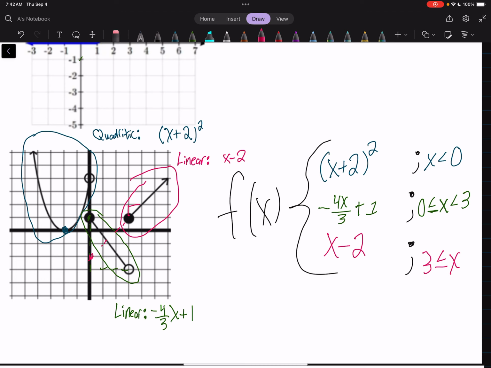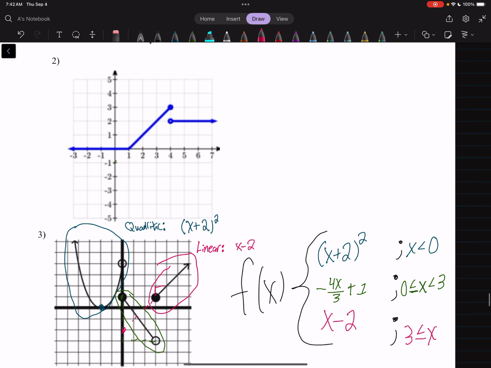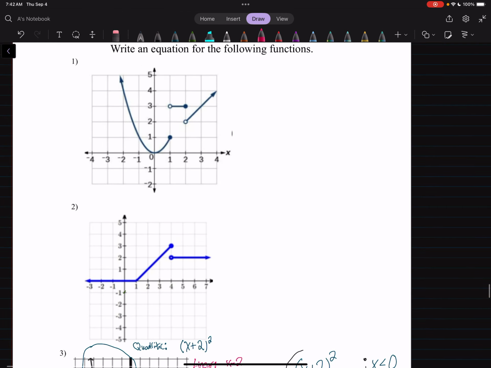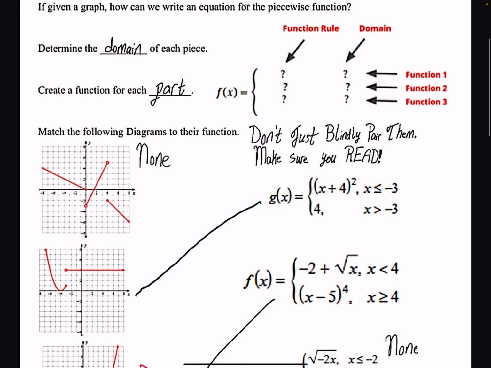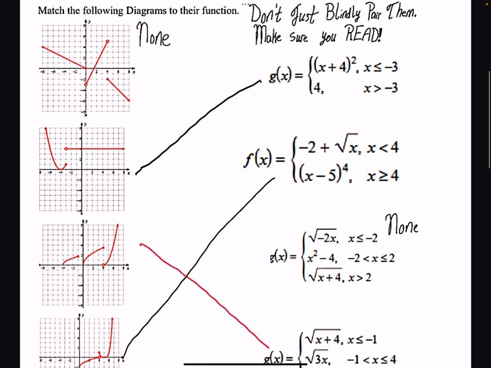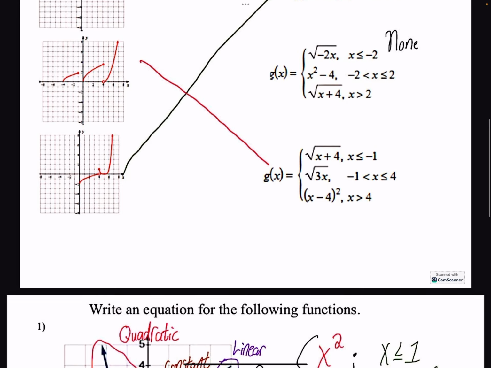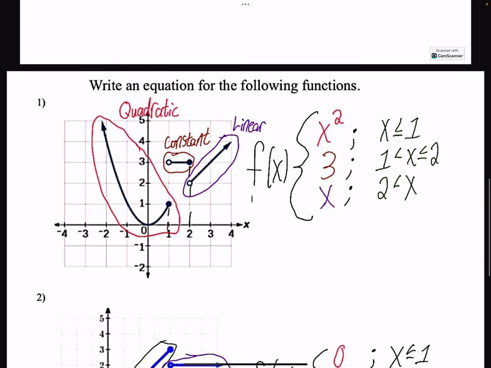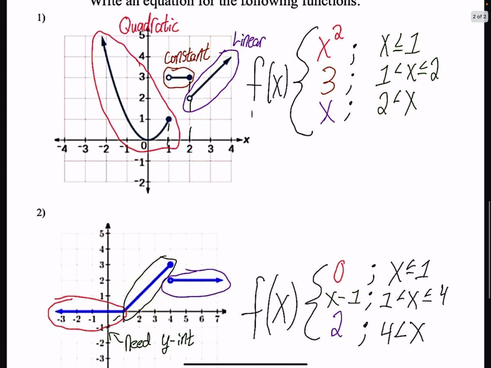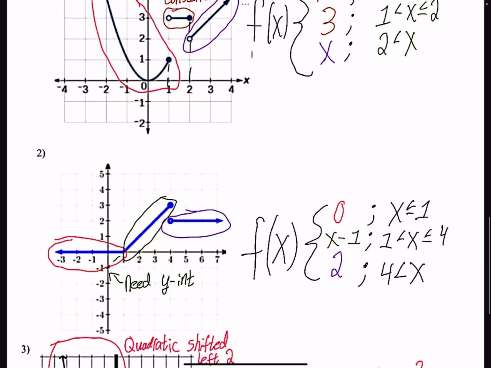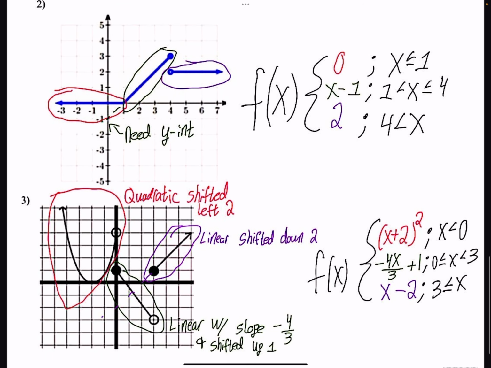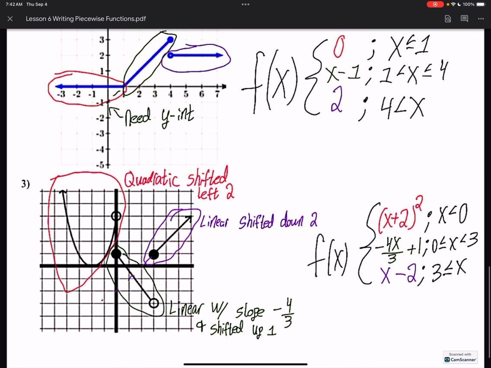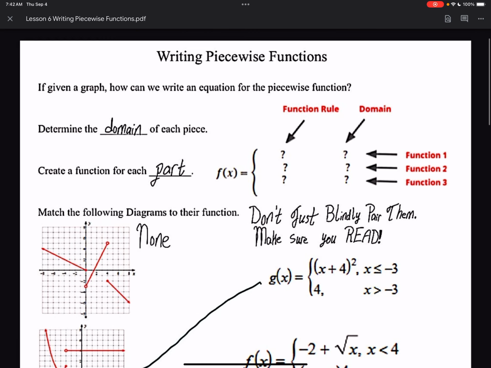This is now done. Go ahead and pause the video and try to work problems 1 and 2. Now I'm going to show you the answers. I have tried to tell you the type of function in the first one. I didn't in the second, but I did color coordinate still. All right, that is all there is today. I hope you have a great rest of your day.